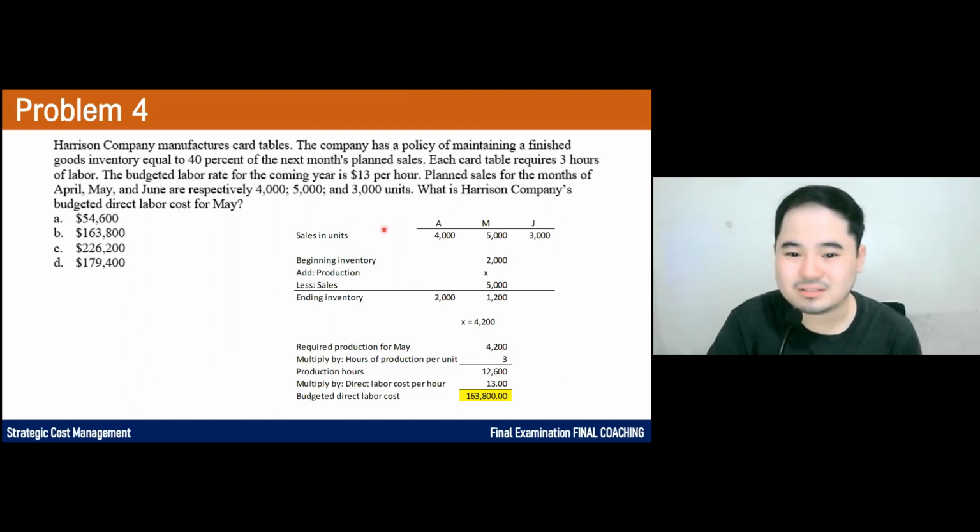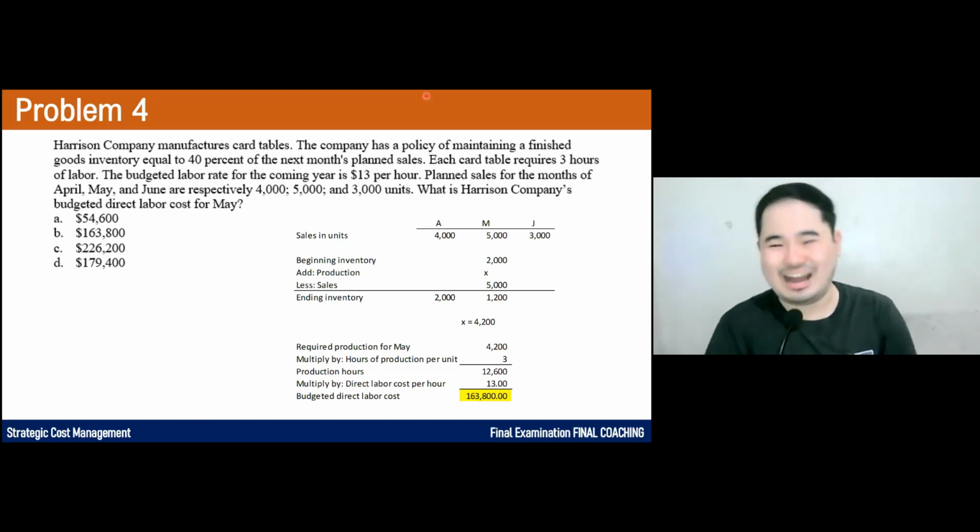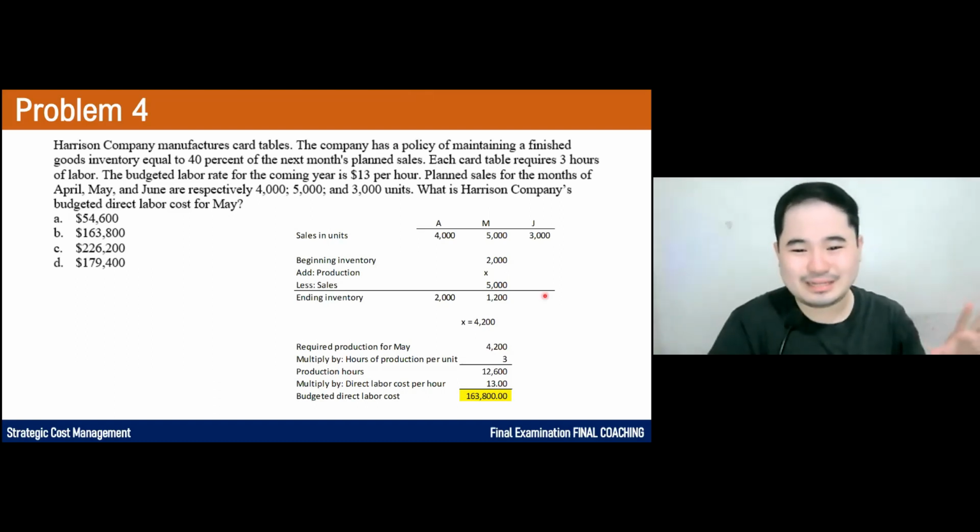Ano mga kapatid, parang okay na 'no? Ako rin nalito kanina, pero ayan, tinabilit ko na ng maayos. Tama nga naman, so if your ending inventory is 40% of the next month, so your next month as April is concerned, May 'yun. So 5,000 times 40%, 2,000. 'Yun yung ibi-bring forward natin as 2,000.